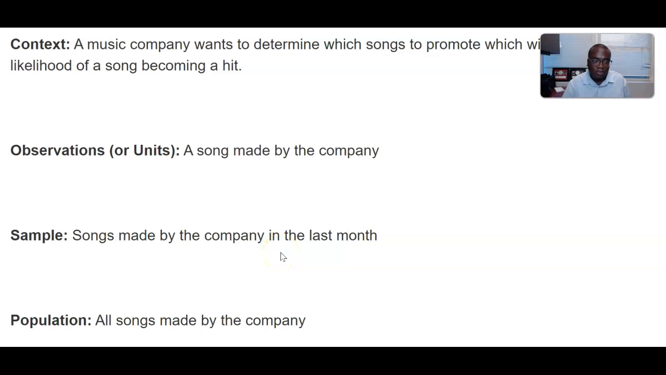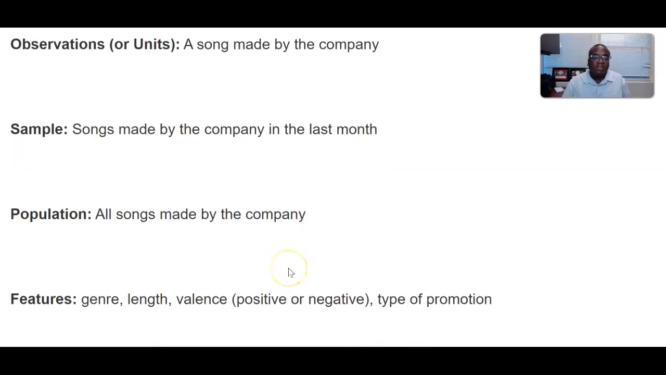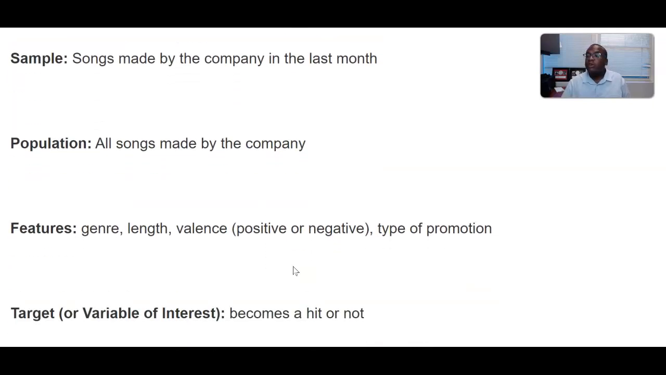That should be straightforward. Features, right? Good. So I'm on track. Features: genre, length, valence. Valence is a notation of being either positive or negative. It could be the energy of a song or the type of even promotion. Okay, and then from there, the target. The target is whether it becomes a hit or not.